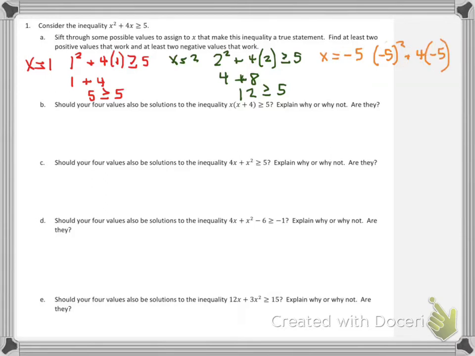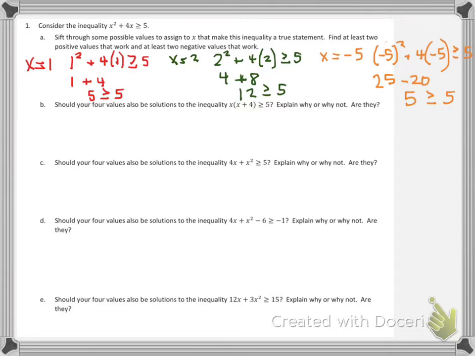And that's greater than or equal to 5. Okay, let's see if that's true. -5 times -5 is a positive 25. And then a positive 4 times a -5 is a -20. And that gives me 5 is greater than or equal to 5. And now it's true. 5 is greater than or equal to 5.